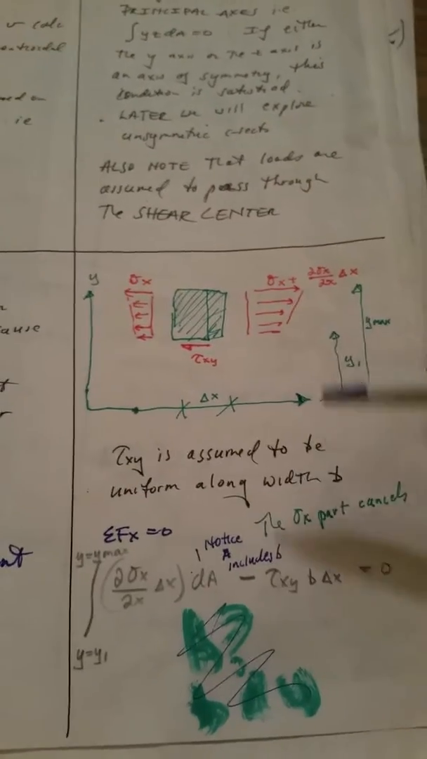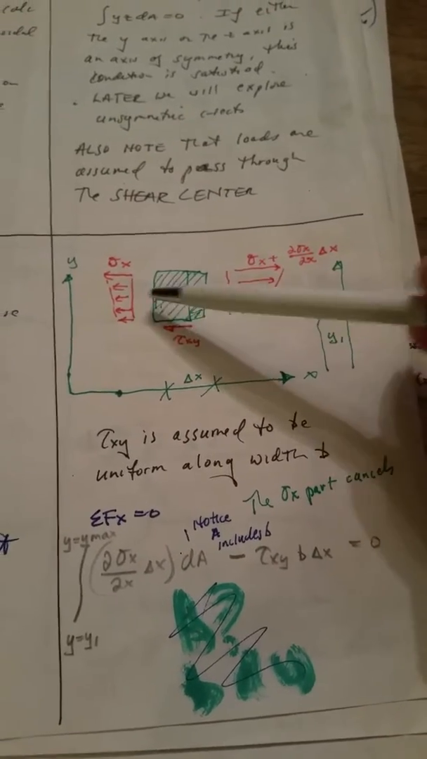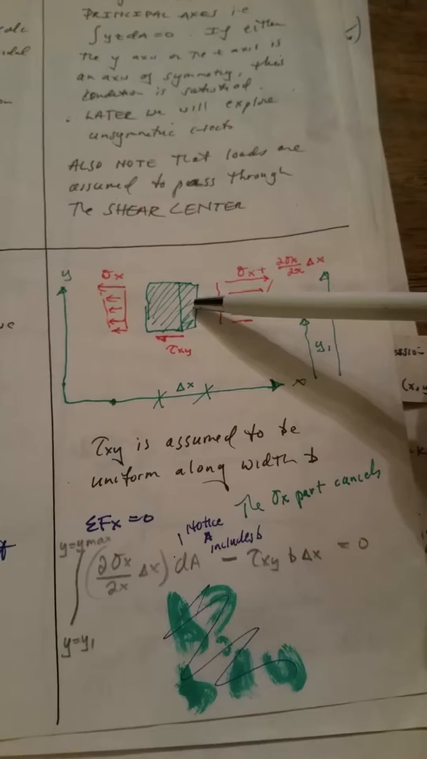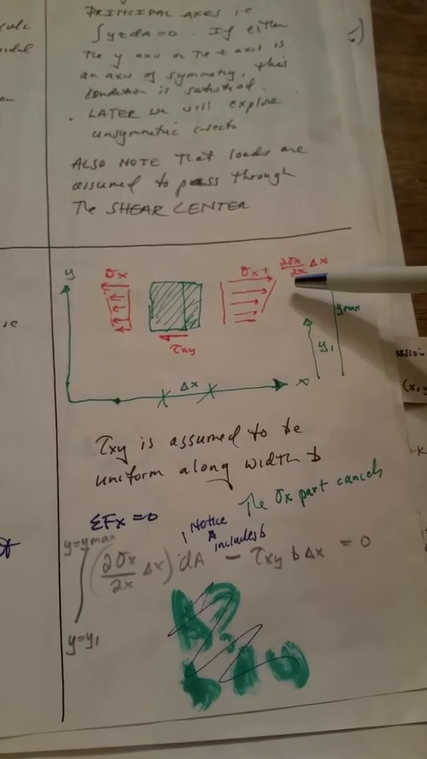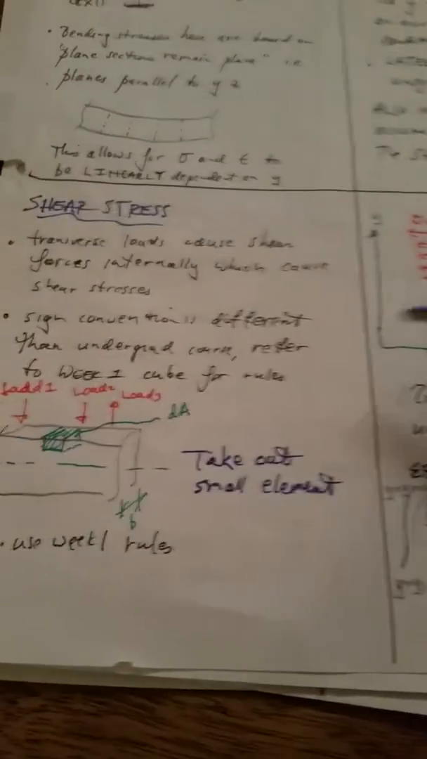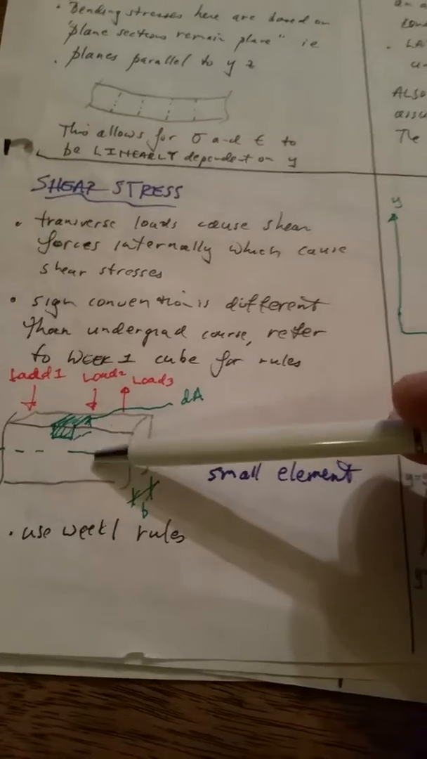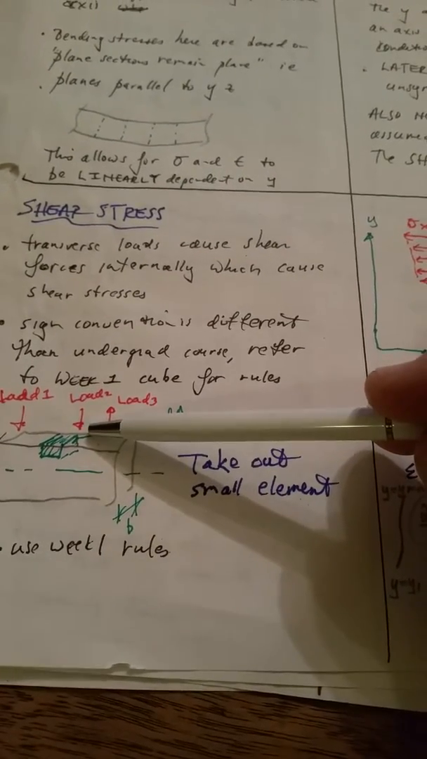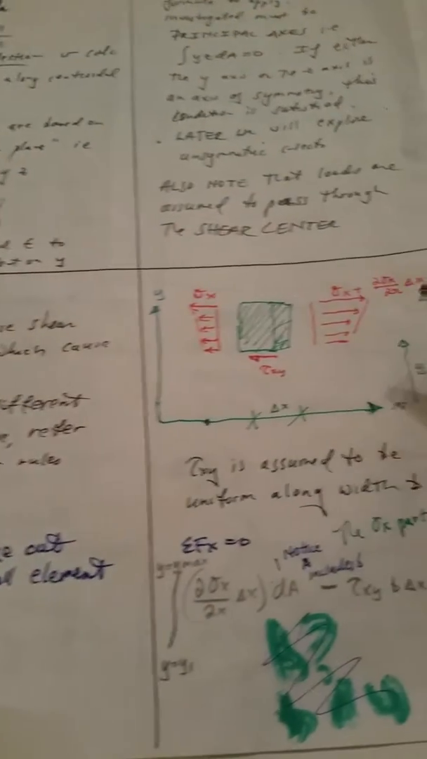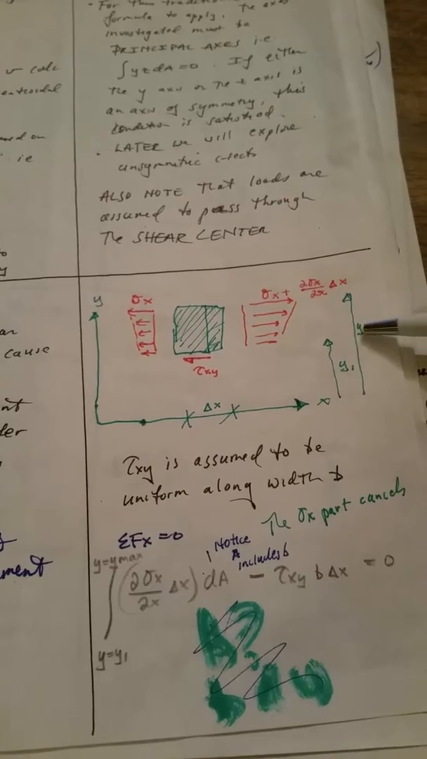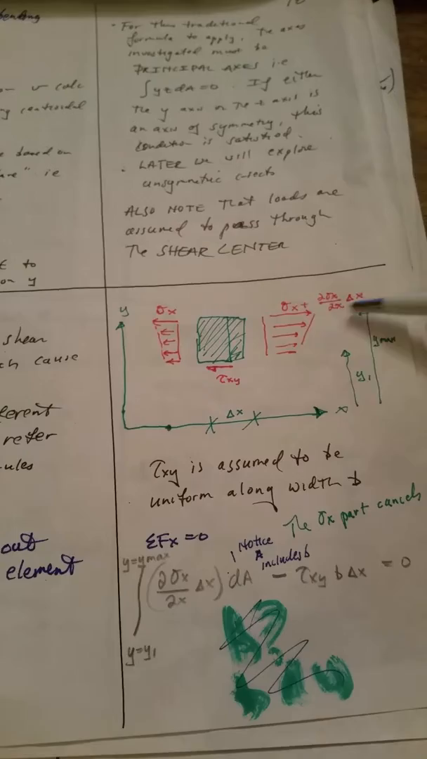So we're going to use the week 1 rules. Remember those week 1 rules? The back face feels the original stress. The front face feels the original stress plus the increment. If you don't know what I'm talking about, go back to week 1. And notice that the bottom of this element starts at y1, and the top of the element starts at h over 2, or c, lowercase c, or we'll just call it y max. So the bottom of the element is at y1, the top of the element is at y max.